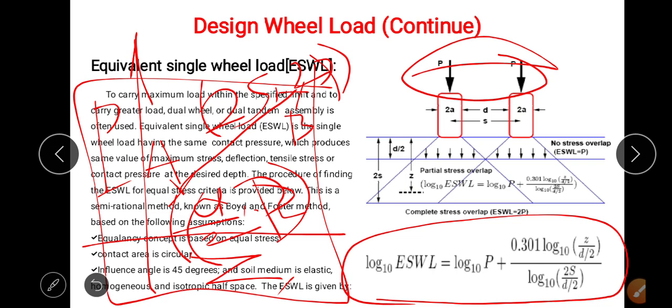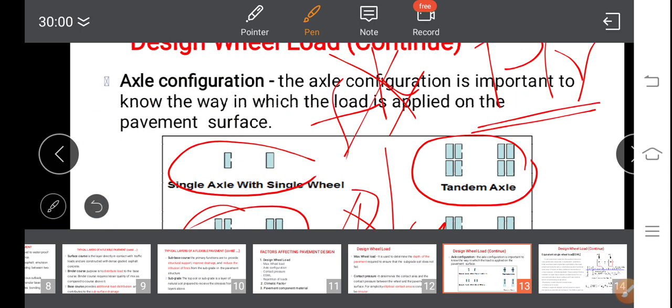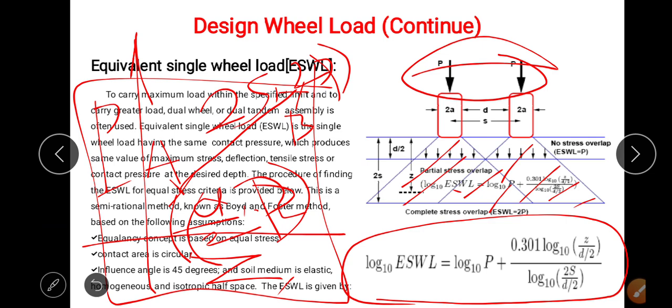You can see here the overlap. Can you see this overlap? This is the overlap portion. That's why the stress at the surface and up to d by 2 is much higher than the stress caused because of the load at 2s or beyond 2s.